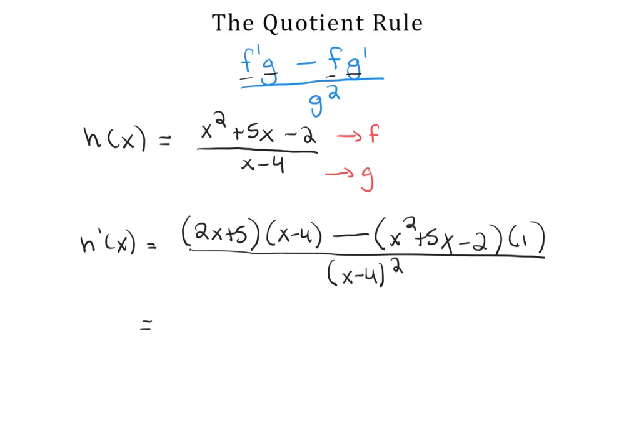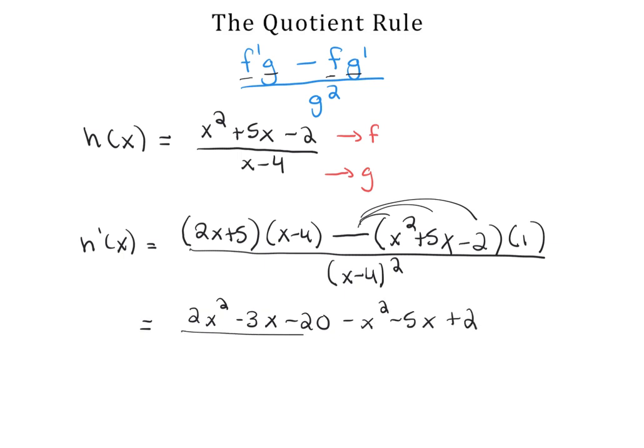If I multiply those binomials, I'll get 2x squared, negative 8 and 5, so minus 3x minus 20, and then distribute this subtraction sign, so minus x squared minus 5x plus 2 all over (x minus 4) squared.